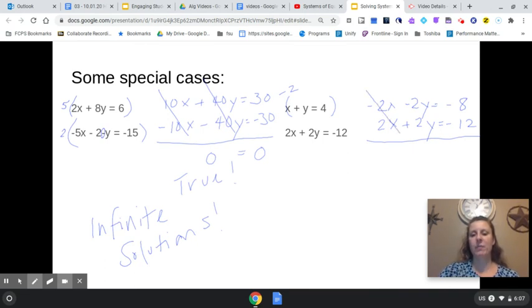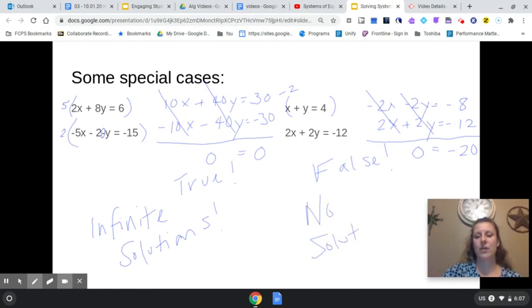-2y plus 2y, again, eliminates. So we get 0 on the left side. But this time on the right, -8 plus -12 gives me -20. Well, 0 does not equal -20. So this is a false statement. If you get a false statement, that means there is no solution.